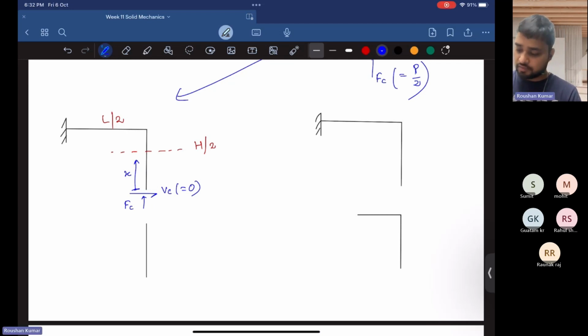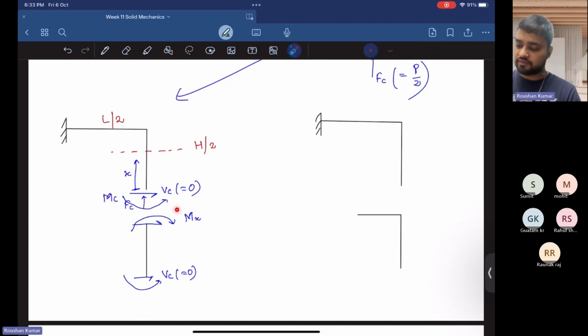In the lower part, a shear force is acting in the upward direction to maintain equilibrium. This is Vc, which is again equal to 0 at that point, and here a moment is acting, moment at C. At section x we have moment x, and here also moment at C is acting. There is a force Fc which is equal to P by 2.